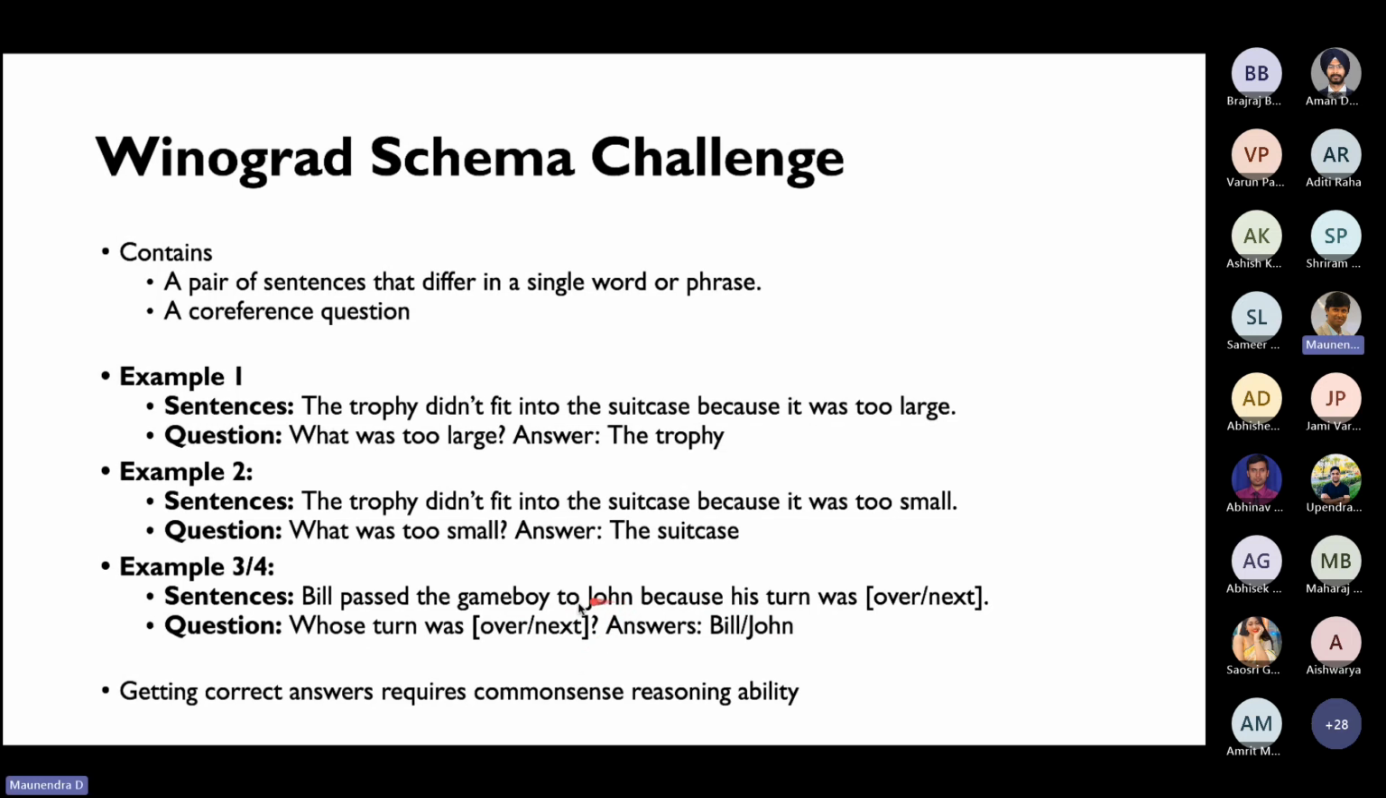So again, two sentences, they differ in only one word, and then there is a question, co-reference question. So depending on what was the word, the answer will change. Now, getting correct answers for these kinds of questions requires common sense reasoning ability. So any doubt regarding this task? There are many such examples. You can also construct your own examples for this kind of thing.